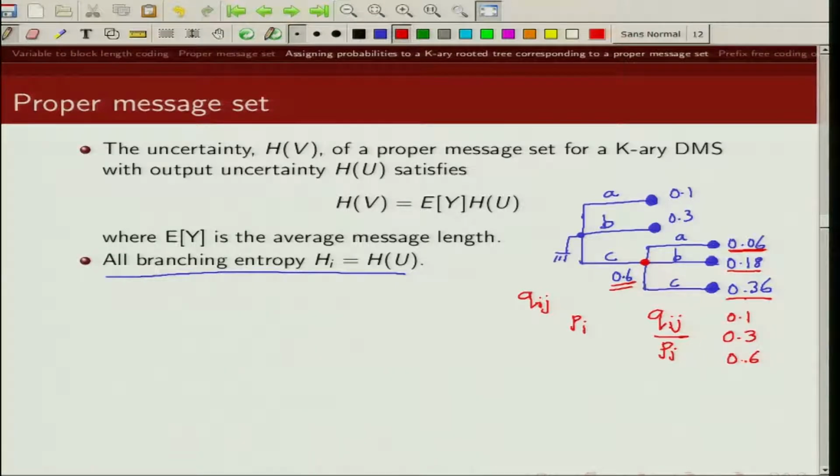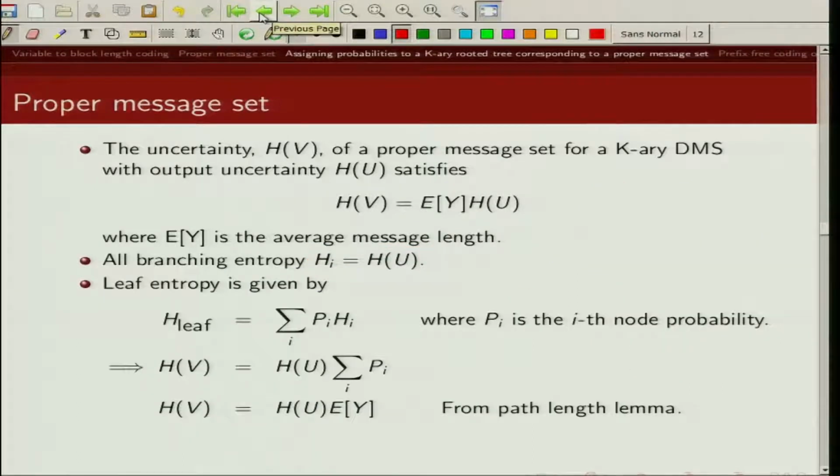So no matter what node I choose, let's choose this node, again this ratio of Qij by Pi is nothing but the probability of these letters A, B, and C. So we can see clearly that the branching entropy of a proper message set is given by H of U.